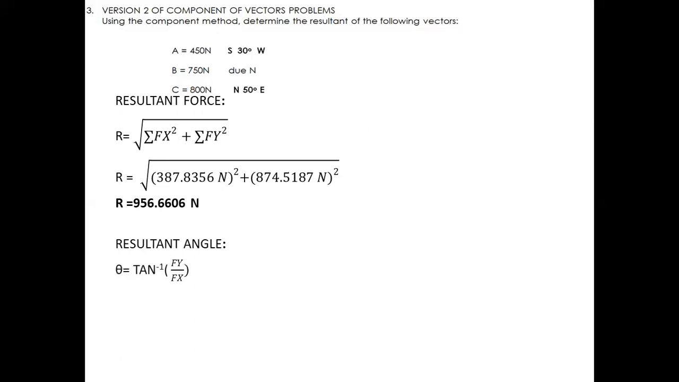And then for the resultant angle, we're going to use the formula theta is equal to arctangent of Fy all over Fx, or inverse tangent of Fy all over Fx, or tangent raised to negative 1 of Fy all over Fx. Substituting the values gives us the arctangent of 874.5187 newtons for the summation of vertical component forces all over 387.8356 newtons for the summation of horizontal component forces, which gives us the final value of 66.0834 degrees.